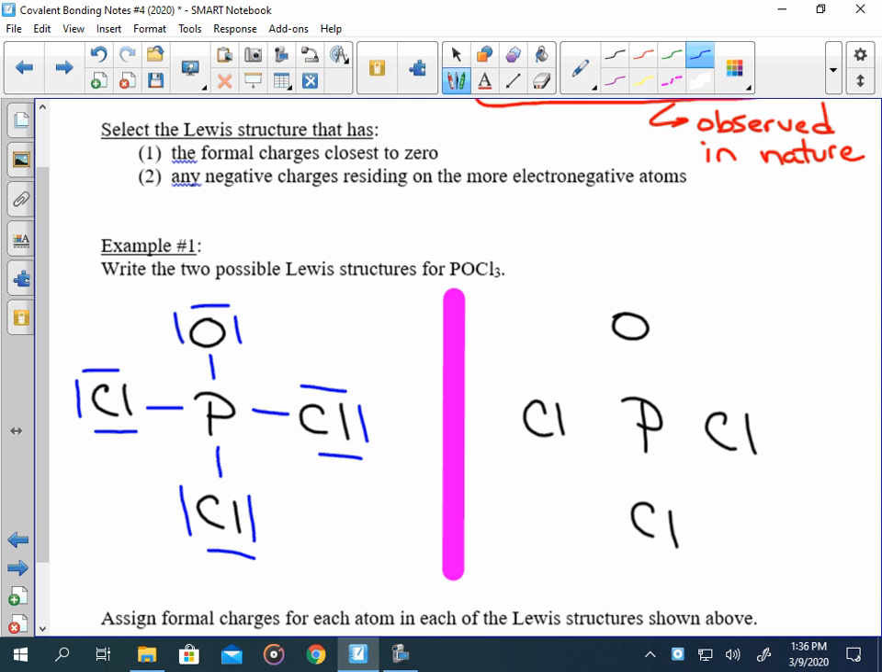Okay. On the right, we're going to do single bonds to the chlorines. Single, single, single. Let's go ahead and wall off the chlorines. Now for phosphorus to oxygen, I want to make that a double bond. And on that oxygen, I want 2 dashes. 1, 2. Okay.